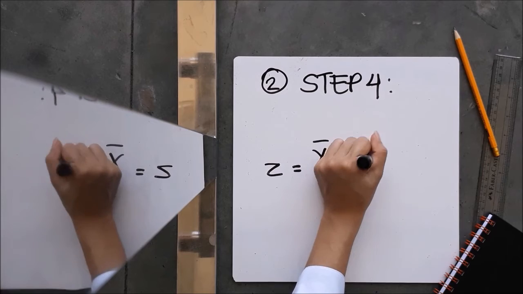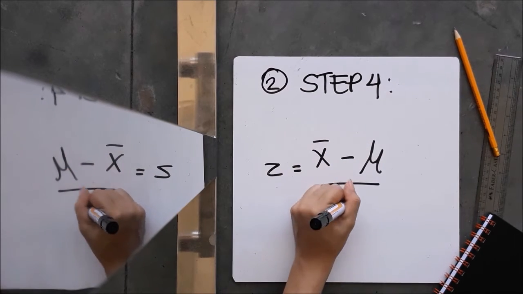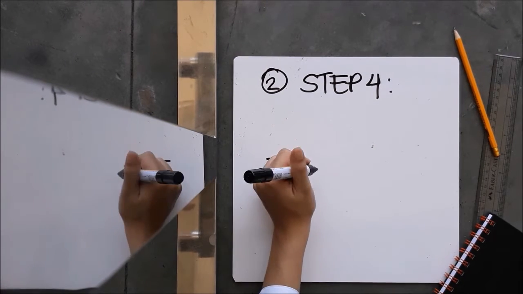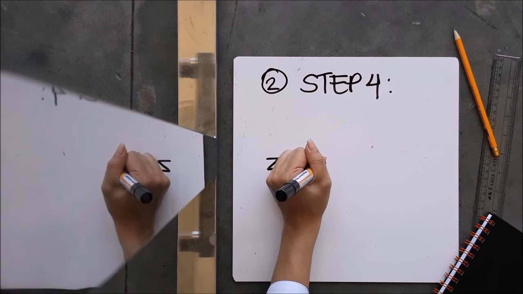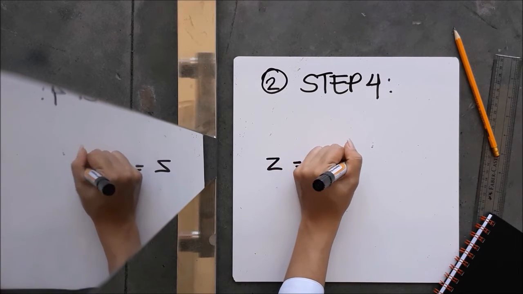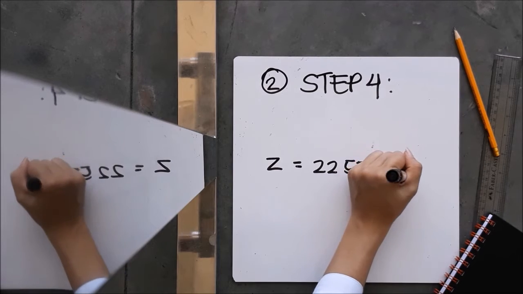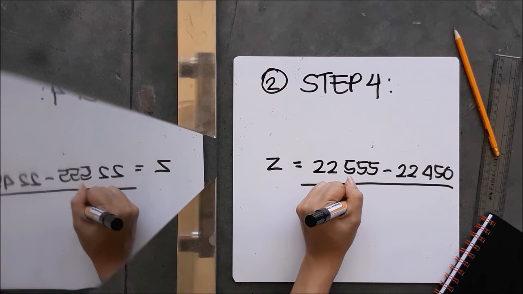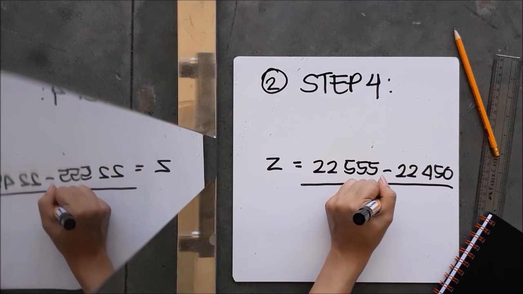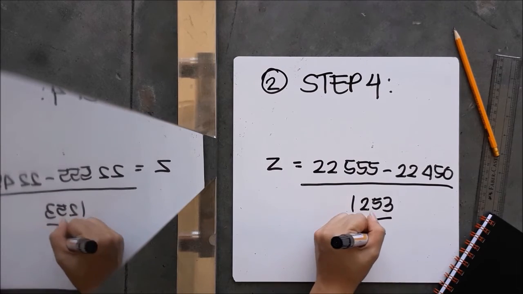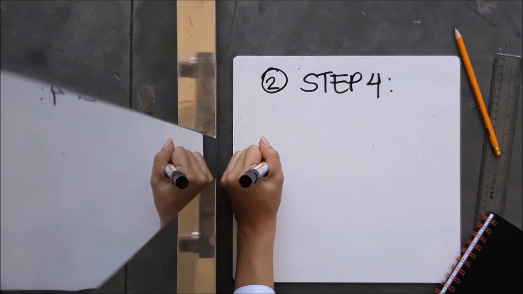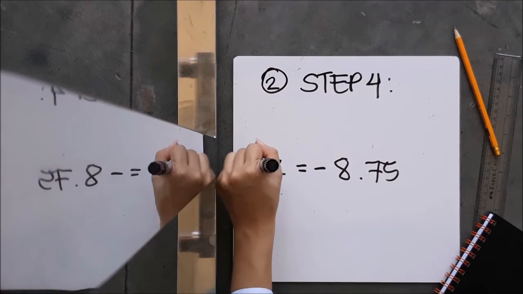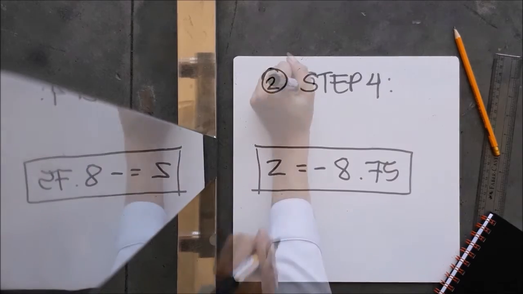Step 4. Computation. Z is equal to x bar minus mu over standard deviation over the square root of n. Now substitute all the values to the formula. 22,555 minus 22,450 over 1,253 over the square root of 150. Your answer should be negative 8.75.